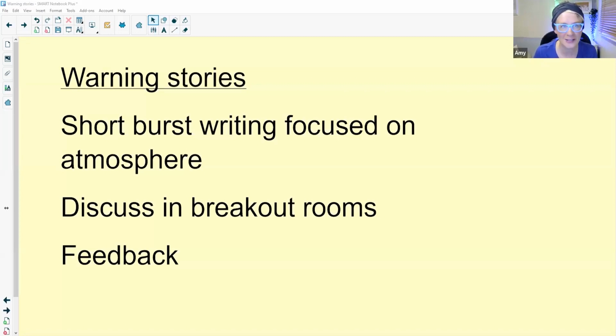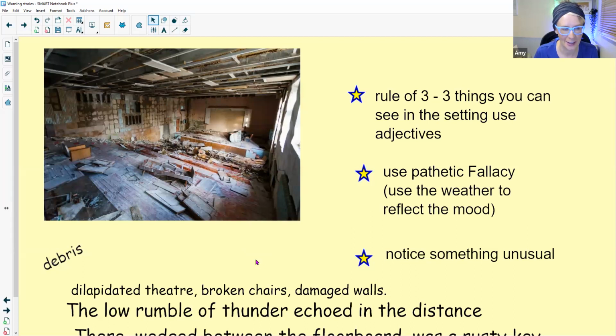So we continued focusing on warning stories, and we started the lesson with a short burst writing focusing on atmosphere. Then we had group discussions in breakout rooms, and then we came back to the class and fed back and shared our ideas. This was the first picture we looked at, and we talked about what kind of place it was. And I gave some tips on how to make your writing really atmospheric.